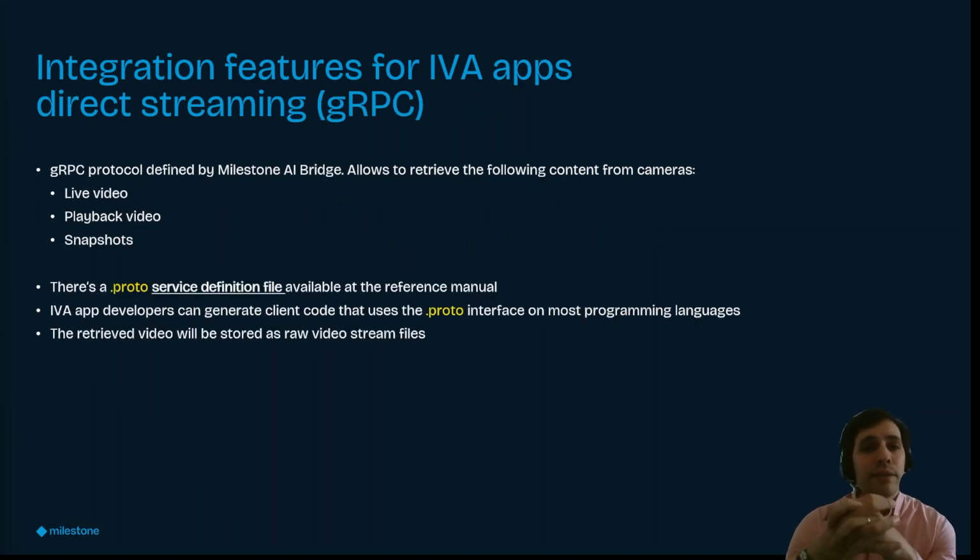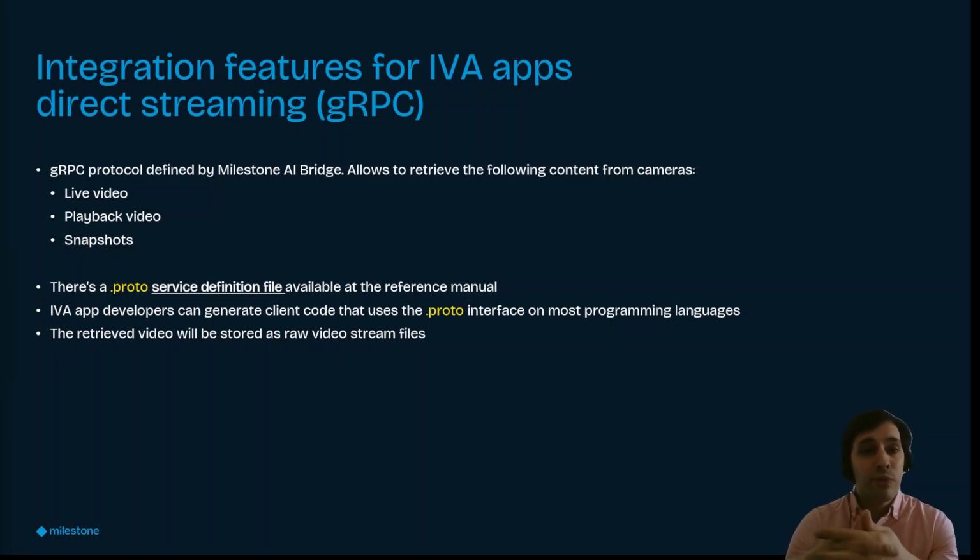All right, now let's take a look into the direct streaming protocol. It's a gRPC-based protocol, and it allows IVA applications to get live video, playback video, and snapshots. There is a .proto service definition file available at the reference manual, and the idea is that any application developed in different programming languages can leverage this .proto service definition file in order to generate the client code that is needed in those programming languages to interact with direct streaming.